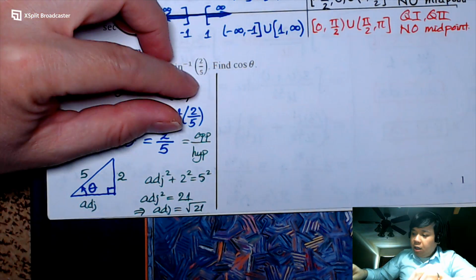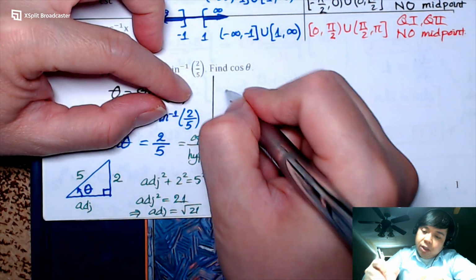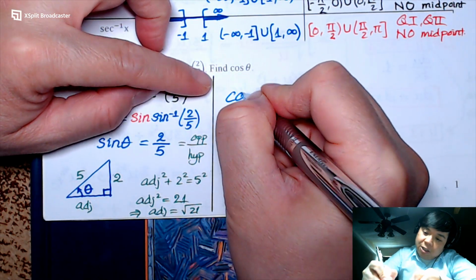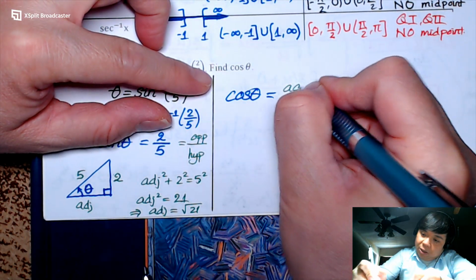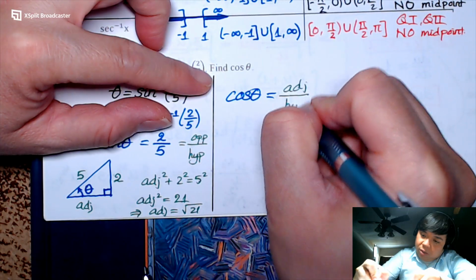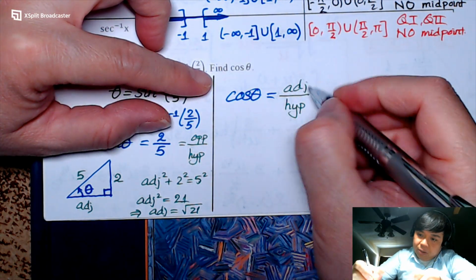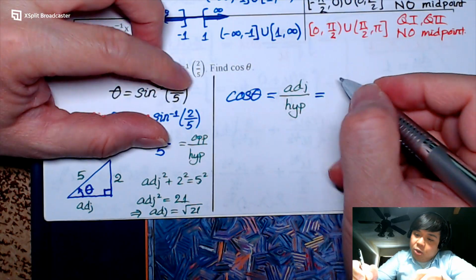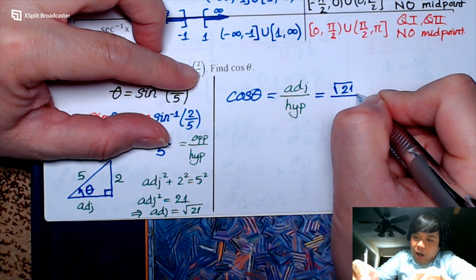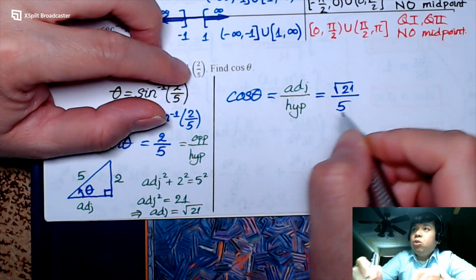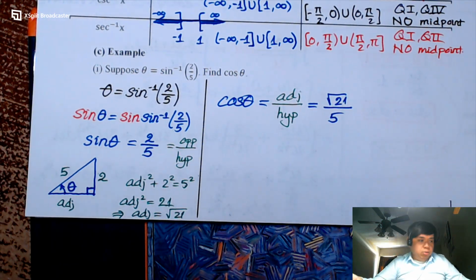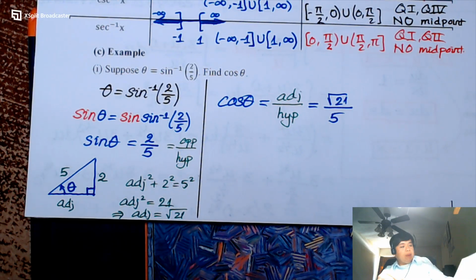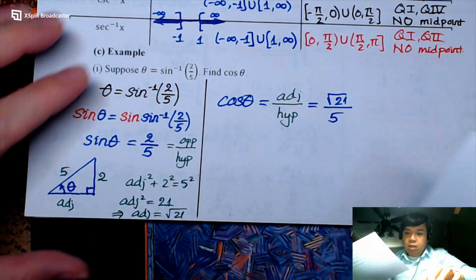And with that, we have cosine of theta is adjacent over hypotenuse. Adjacent is square root of 21 over hypotenuse 5. So that's how we do this. This common trick you'll see again in future problems. Okay, let's do one more before we take a little break.